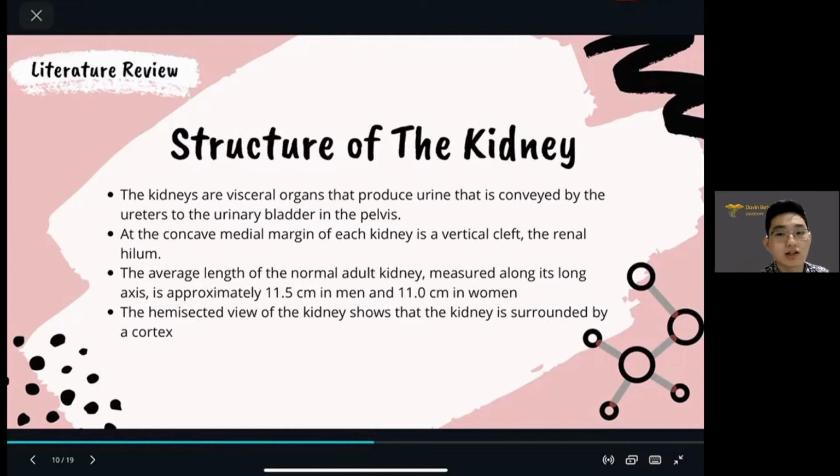The average dimension of a normal adult kidney is approximately 10 centimeters in length and 5 centimeters in width. The kidney also has a reddish-brown color. Its axes are slightly oblique. This is why the upper pole of each kidney is nearer to the midline, and this is the reason why the hilum is located more anteriorly than its lateral surface. In general, the right kidney is located lower than its counterpart.